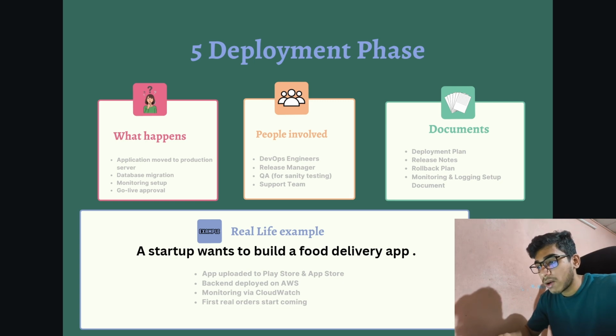So we have a sanity check which has some part of regression testing. If there are 100 cases in the entire regression, sanity will have a subset of it, maybe 10, 15, something like that. And then we have a support team. And the documents involved in this case are like the deployment plan.